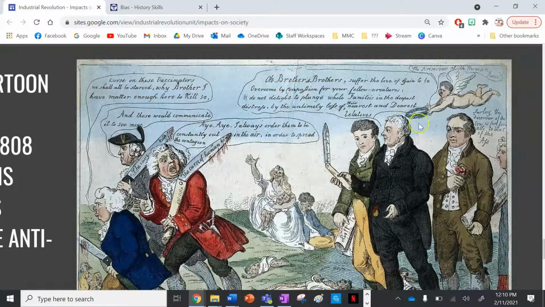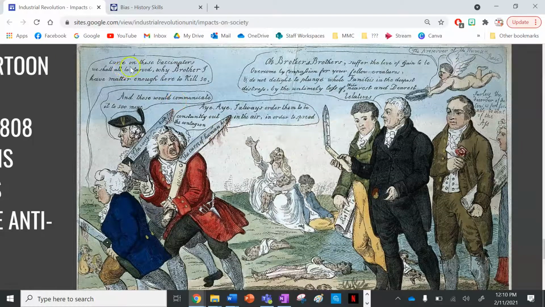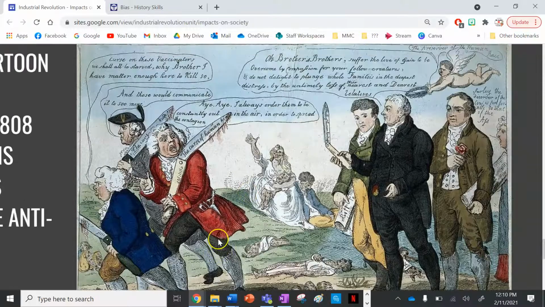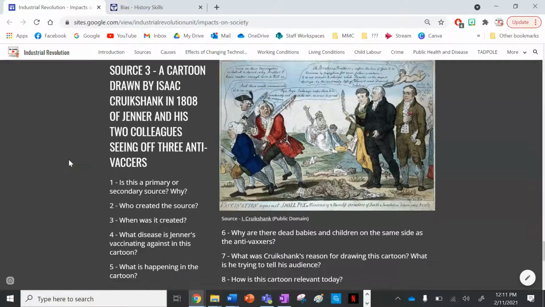We've also got this angel up here giving Jenner a little crown, saying that he is a preserver of the human race. Here we've got our 3 anti-vaxxers on their big knife. This one's carrying, it says, the curse of humankind. This one up here talks about how we'll be starved of our opinions, and this one here talks about, and those would communicate it so much more. And then this guy here agrees with these 2 guys, saying, I always ordered them to be constantly out in the air, but in order to spread the contagion. So it's saying how, to be immune against smallpox, there must be some natural resistance to it, and they're just go away. So very charged political cartoon.